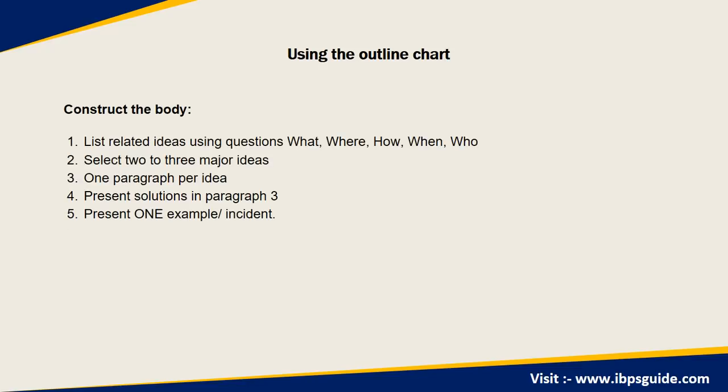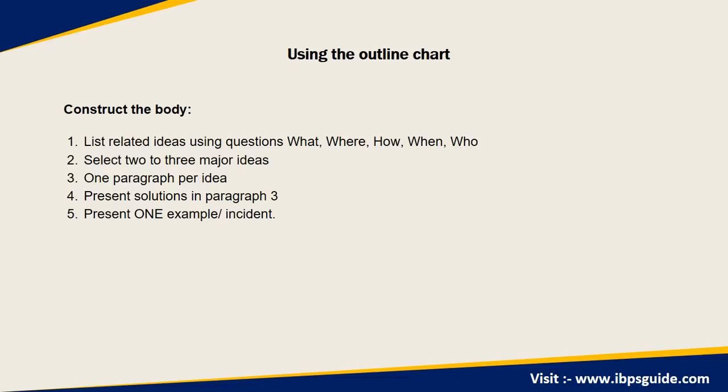How are you going to construct the body of your essay? First, start by asking questions. What, when, how, where, who. Ask questions related to your topic. This will help you generate ideas. Once you have a few ideas, select 2 or 3 major ideas. Now, you have to select ideas which you can elaborate on because you need to write 1 paragraph per idea.